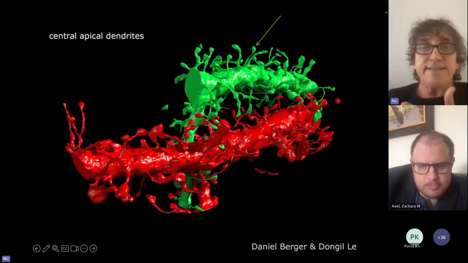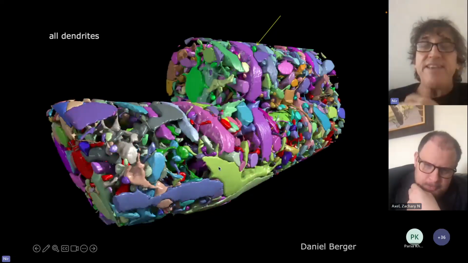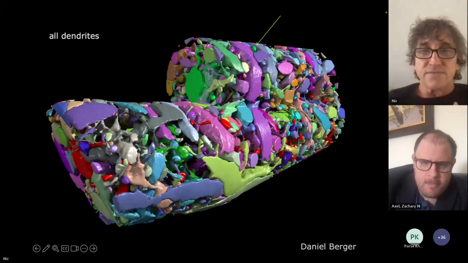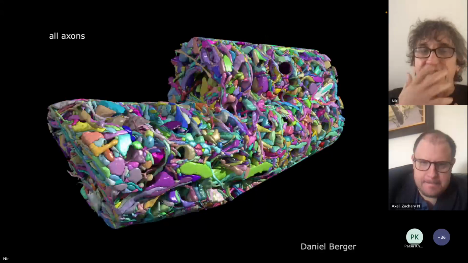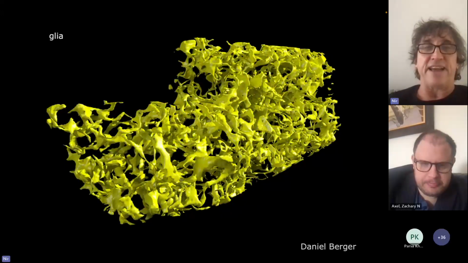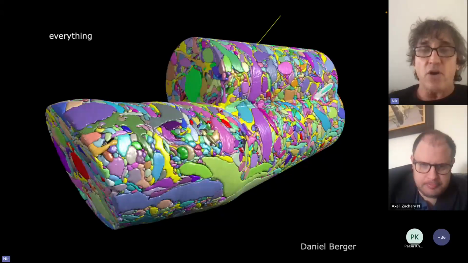So what am I going to see? Well, here are two dendrites. And these are all the other dendrites in the same volume right around them, okay? These are all the other dendrites that go through that volume of brain. And these are all the axons that go through that piece of brain. And these are all the glia cells, the support cells in that area. And the actual tissue is the combination of all of these.